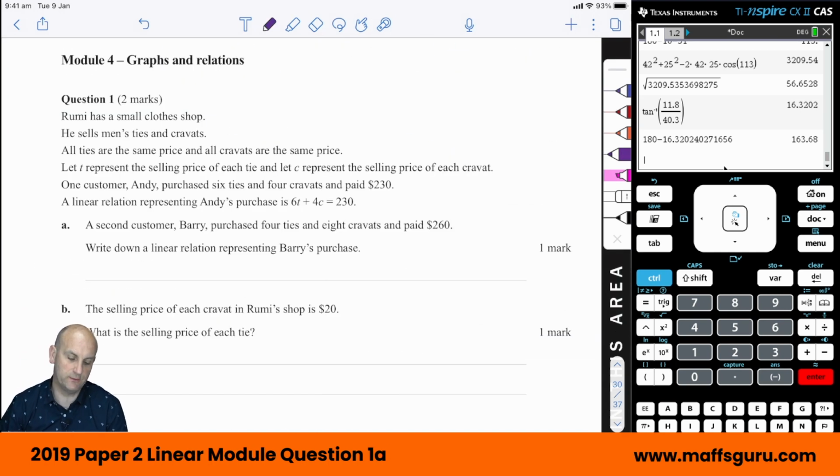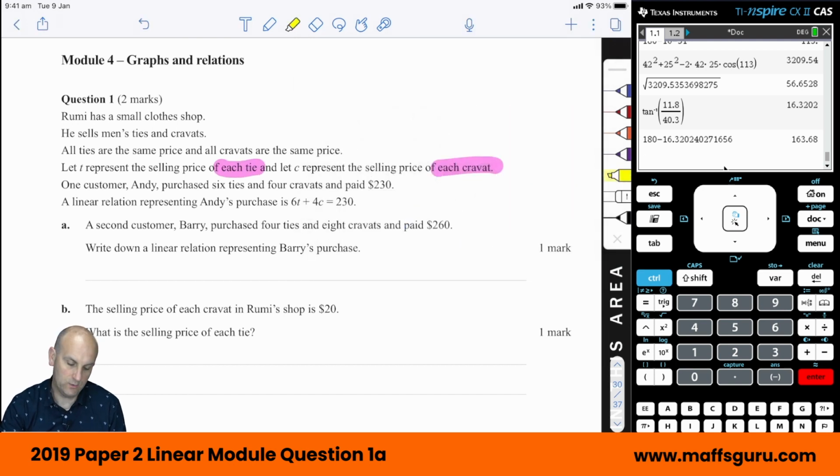And here is my graphs and relations section. Rumi has a small clothes shop. He sells men's ties and cravats. All ties are the same price and all cravats are the same price. T represents the selling price of each tie. C, the selling price of each cravat. So we've got tie and cravat. Thank you very much. Each tie and each cravat.